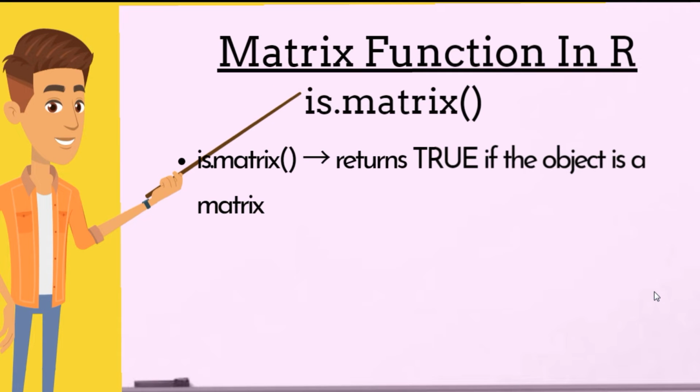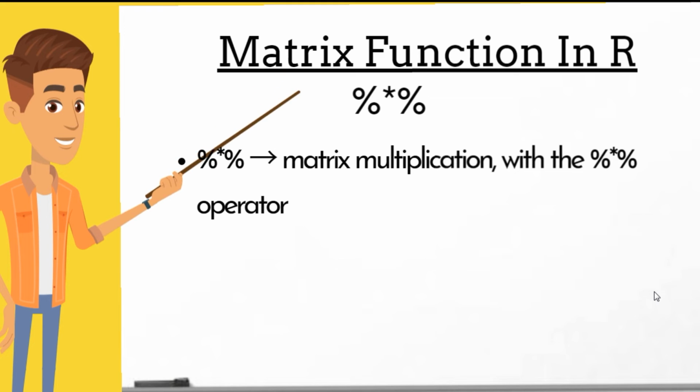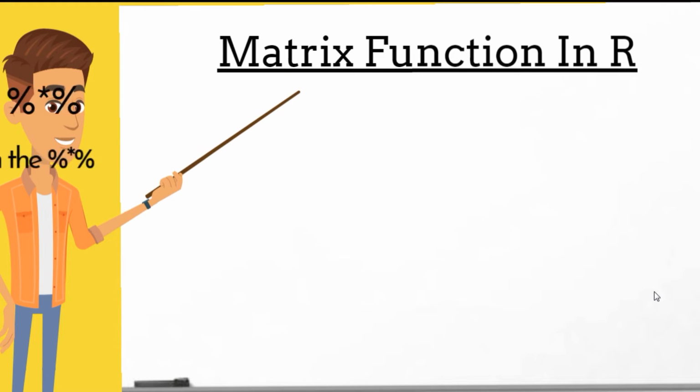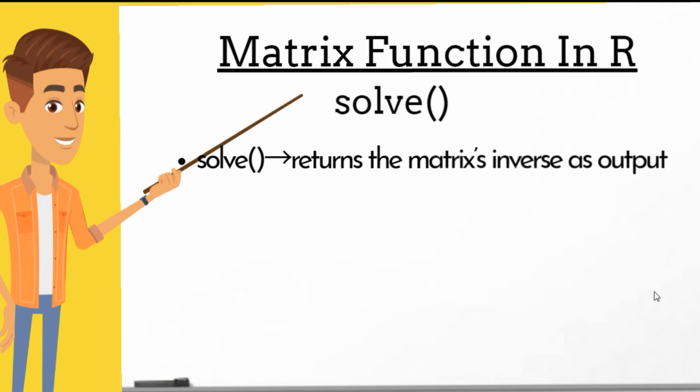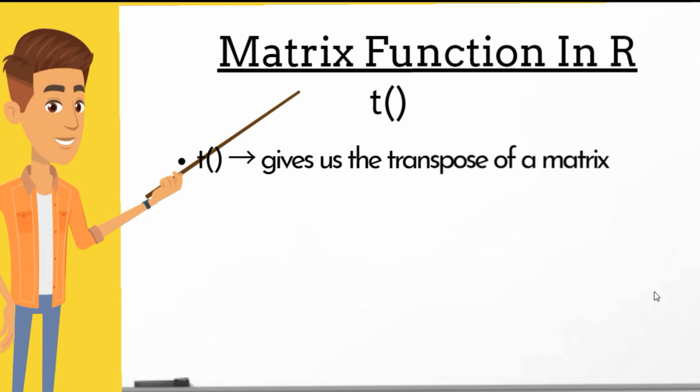So regarding the matrix function, the first is the is matrix function, which returns true if the object is a matrix. The next function is percentage into percentage. This is a matrix multiplication with the percentage into percentage operator. It will multiply the matrix. The next function is the solve function, which is inverse as the output, means matrix inverse as the output. Next function is the transpose function, which is the transpose of a matrix, as we have learned in the mathematics. We will come to that.